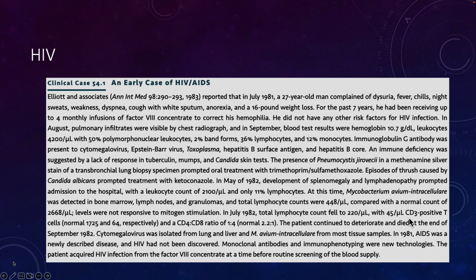45 CD3 positive T cells, and a CD4 to CD8 ratio of 1:4, meaning he had really low numbers of CD4 compared to CD8 when they should be very similar. Or actually, when you should have more CD4 than CD8, excuse me. So he had basically one CD4 positive T cell for every 4 CD8. He should have had 2 CD4 for every 1 CD8.